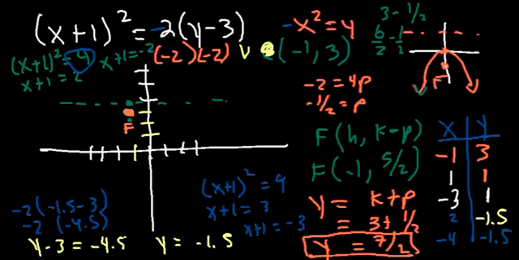So when x is 1, y is 1. So that's over here. And when x is negative 3, y is 1. So we can see the symmetry about this line here. When x is 2, y is negative 1.5, which is about there somewhere. And when x is negative 4, it's over here. So this is enough points to graph it.